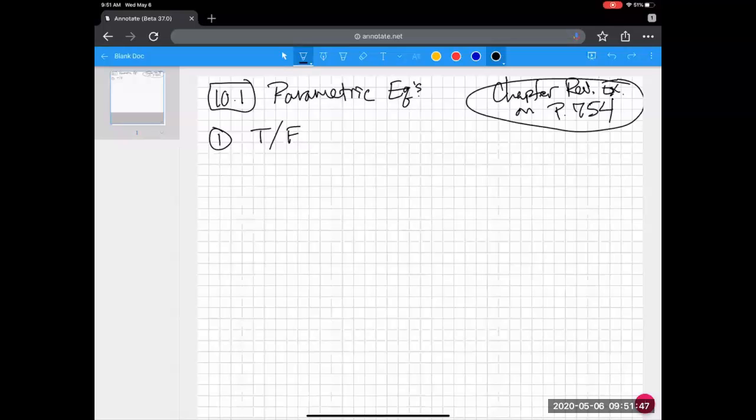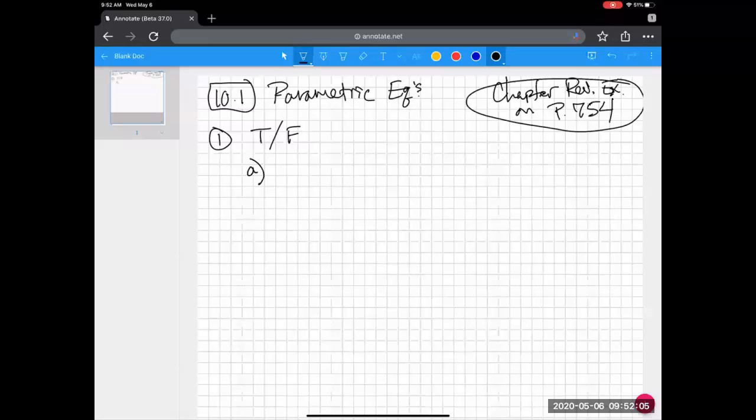So let's just start real simple. I'm going to look at A here, just to open up our minds to the conversation about parametric equations. The first problem says determine whether the following statements are true, or give an explanation, or give a counterexample if false.